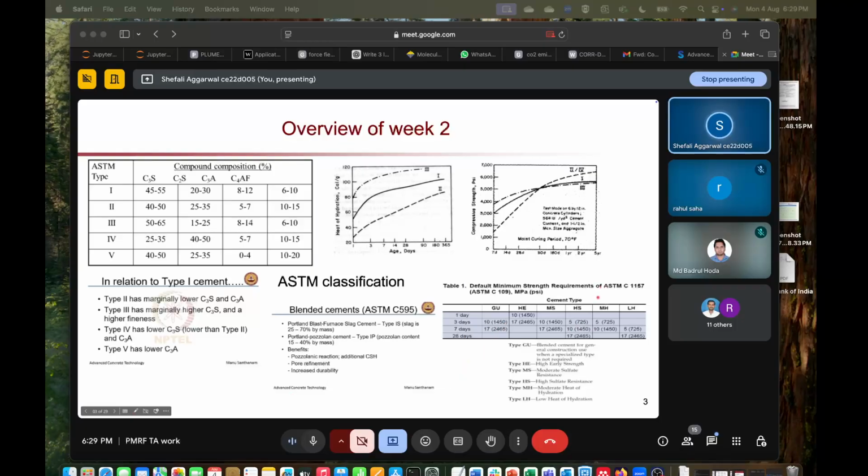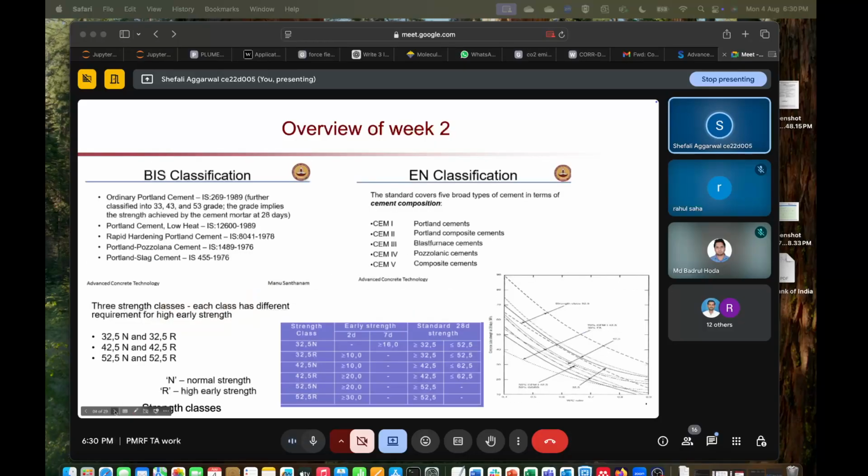Next, what are the default minimum strength requirements according to ASTM C1157? These are again the different types of cement which ASTM C1157 talks about, and based on that, the strength values for the different types of cements. You might have already read these in the lecture, so I won't go deep into it.